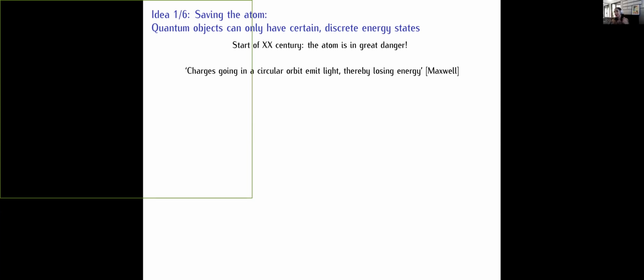Maxwell, the guy whom you might have heard about for developing the Maxwell equations of electromagnetics, discovered that charges that move in a circular orbit emit light, and as they emit light, they lose energy. So they are in a circular orbit, they emit light, and they lose a certain energy because some of this energy from those charges got effectively transferred onto the light that is dissipated.